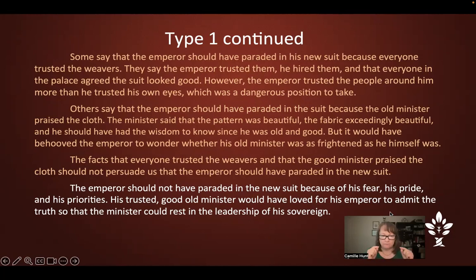So then we have the refutation summary. We're restating the two counterproofs. Everyone trusted the weavers. The old minister praised the cloth. And our conclusion from that should not persuade us. We can say it should not have persuaded him, it should not have persuaded anyone, should not have convinced anyone, should not convince us. There's some flexibility there. That the emperor should have paraded in the new suit. That's our conclusion. No one's persuaded us of the counter thesis.